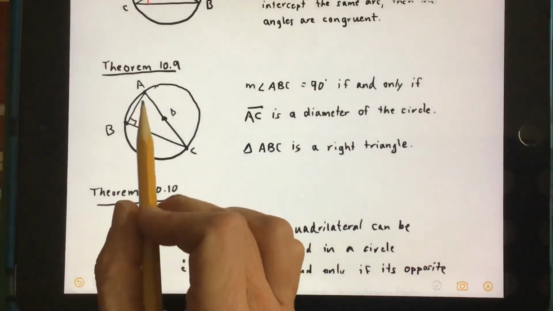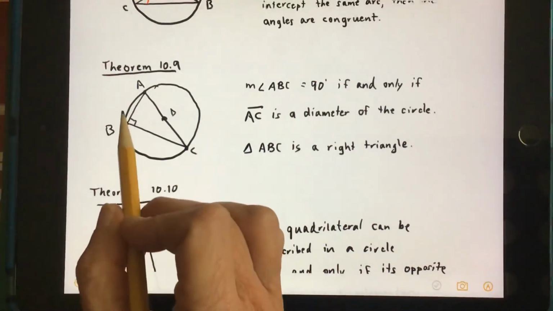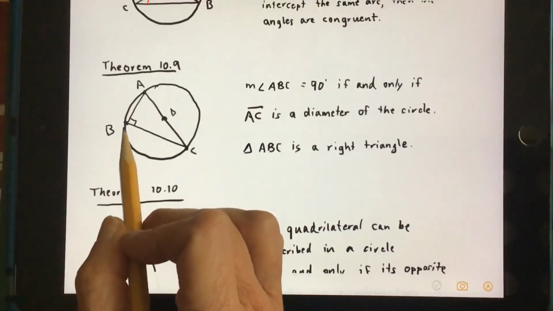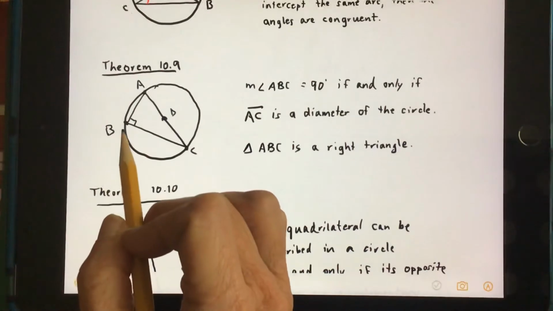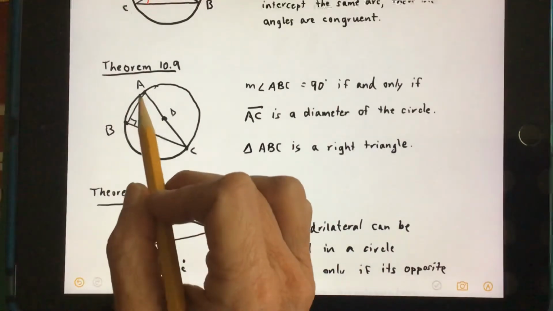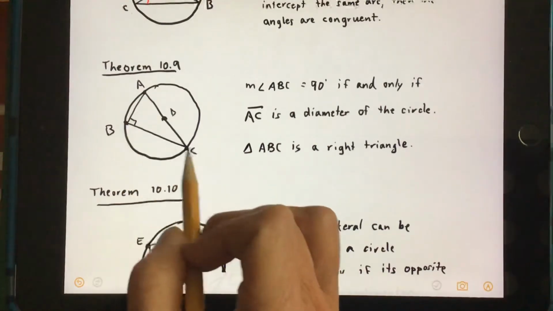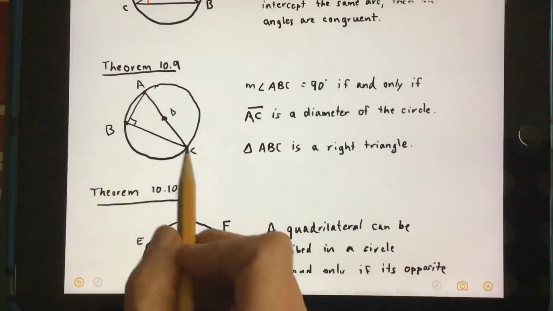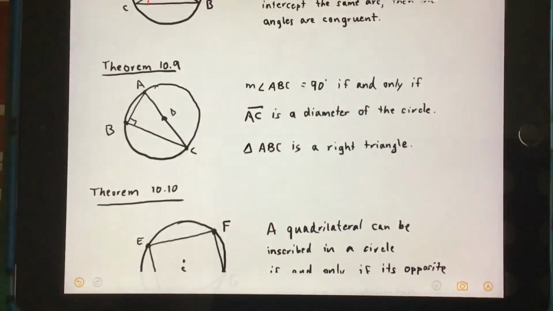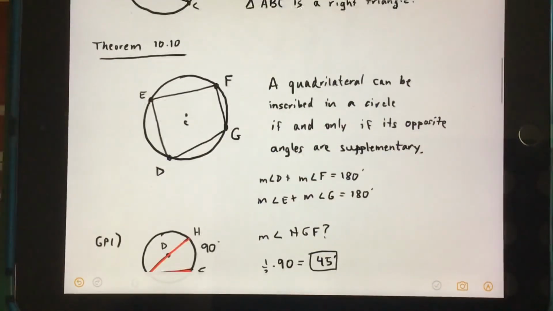So no matter where we would put a point on this half of the circle here, and then draw from that point, wherever we put it, here or here or here, I put it at B, if we draw segments from B to the ends of the diameter on those circles, then this angle here will be guaranteed to be a 90-degree angle, and then this triangle that is formed with the diameter will be guaranteed to be a right triangle. Last theorem for this lesson today.